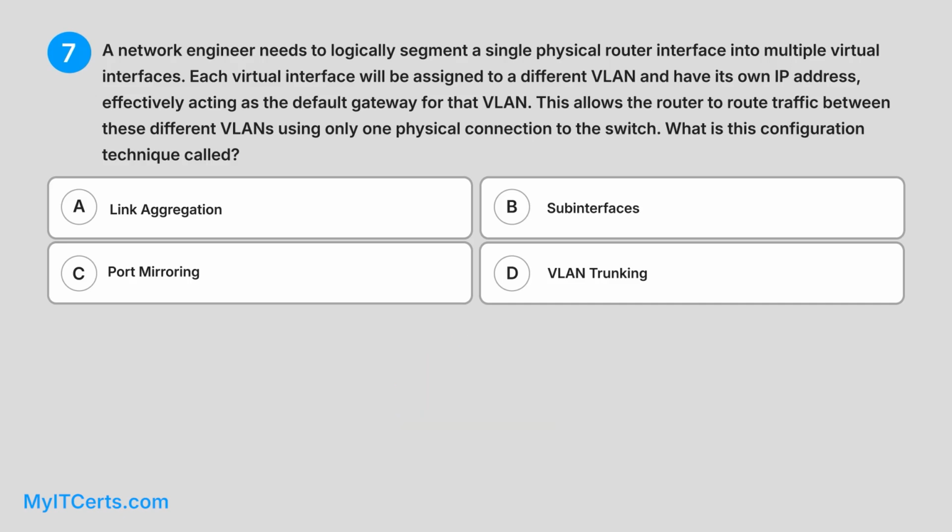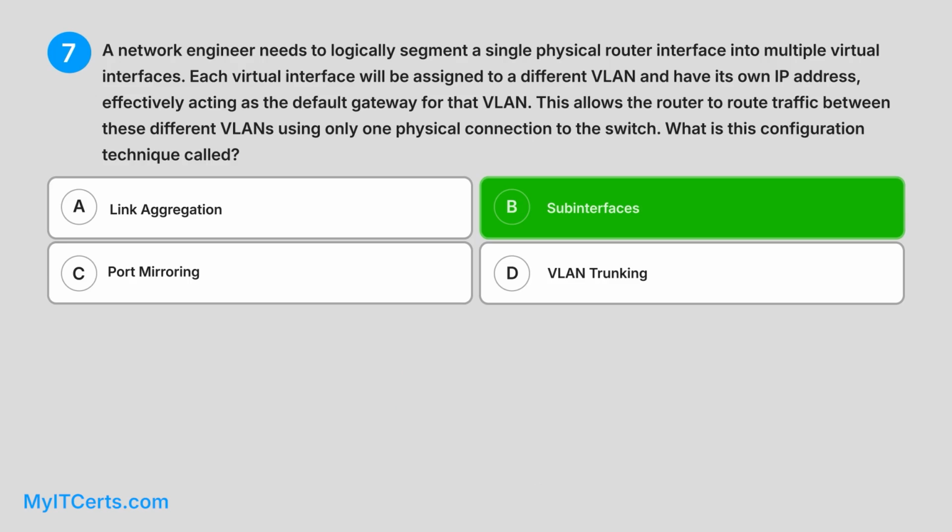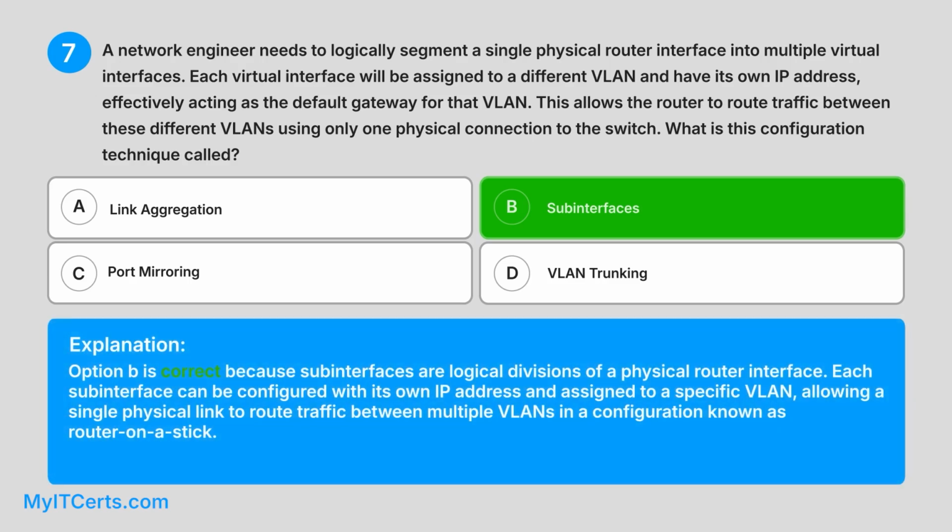Correct answer, B. Sub-interfaces. Explanation. Option B is correct because sub-interfaces are logical divisions of a physical router interface. Each sub-interface can be configured with its own IP address and assigned to a specific VLAN, allowing a single physical link to route traffic between multiple VLANs in a configuration known as router on a stick.